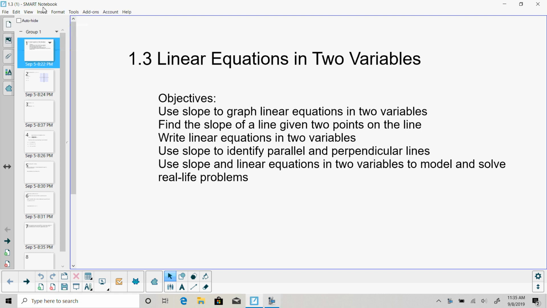We are looking at section 1.3, linear equations in two variables. Your objectives are to use slope to graph linear equations in two variables, find the slope of a line given 2 points on the line, write linear equations in two variables, use slope to identify parallel and perpendicular lines, and use slope and linear equations in two variables to model and solve real-life problems.